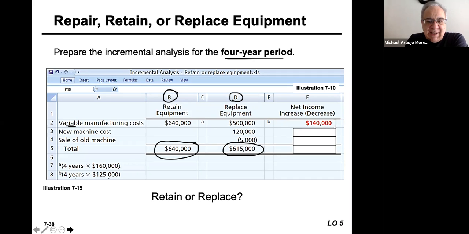So in this case, they would end up adding $25,000 to net income, because their net income would increase, in essence, over that 4-year period by replacing it. So should they repair or replace? If you're looking at the numbers, replacing it speaks pretty loud and clear.